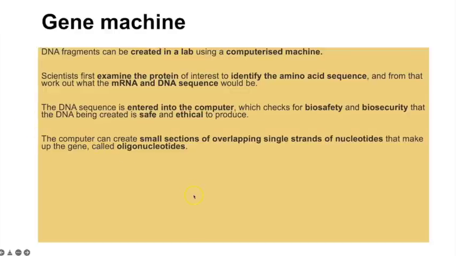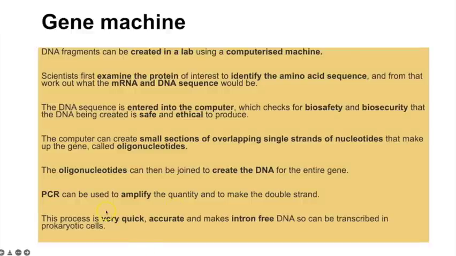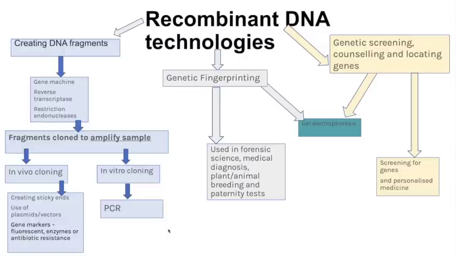The computer can then create these small sections of overlapping single strands of nucleotides that make up the gene, and we call those oligonucleotides. The oligonucleotides are then joined to create the DNA for the entire gene. PCR, which we'll be looking at shortly, can be used to amplify the quantity that you have, and it makes it double-stranded. So this process is very quick, it's accurate, you can design it to be intron-free, so that means the DNA can be transcribed in prokaryotic cells. So that's creating our DNA fragments.